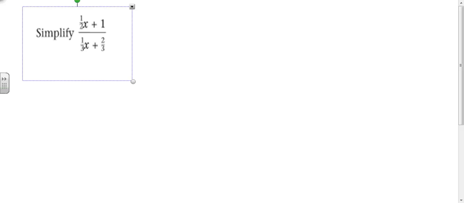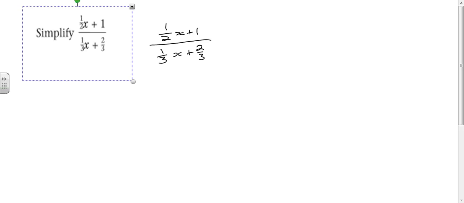Let's move on to something a little bit trickier. So some of these haven't come out as good a quality as I'd hoped. Let's say we've got half x plus 1 over a third x plus 2/3. Now, the thing that makes this fraction tricky is the fact that you've got fractions within fractions.